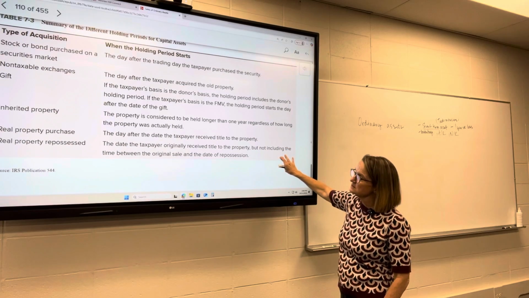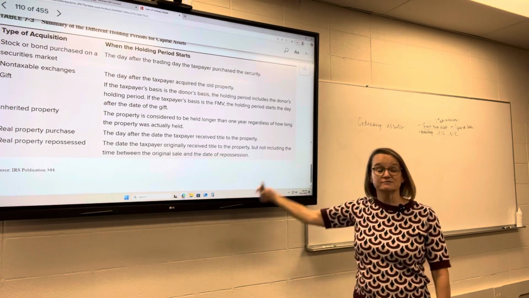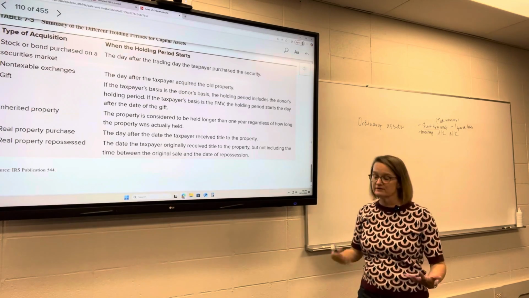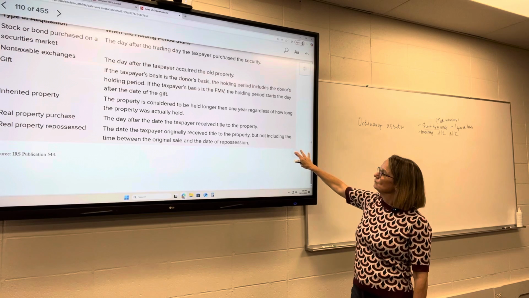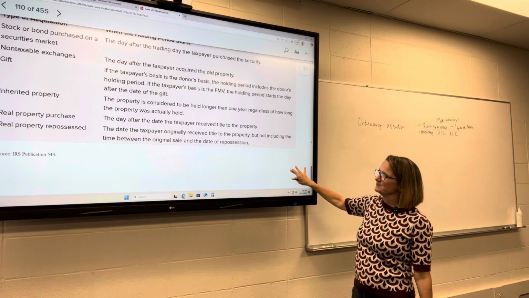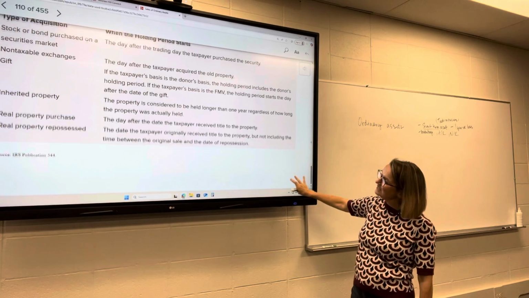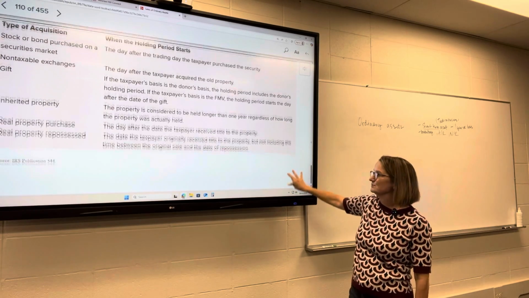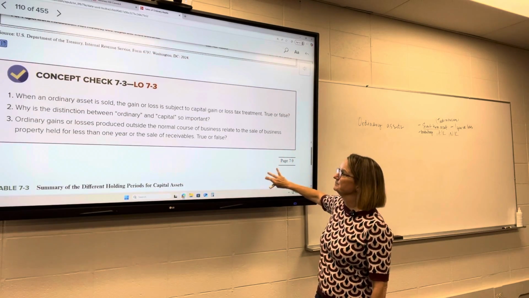Real estate purchase, the day after the taxpayer received title to the property, so whenever the day after the closing date. Real property repossessed, the date the taxpayer originally received title of the property, but not including the time between the original sale and date of repossession. We don't have any examples of that in any of our problems.